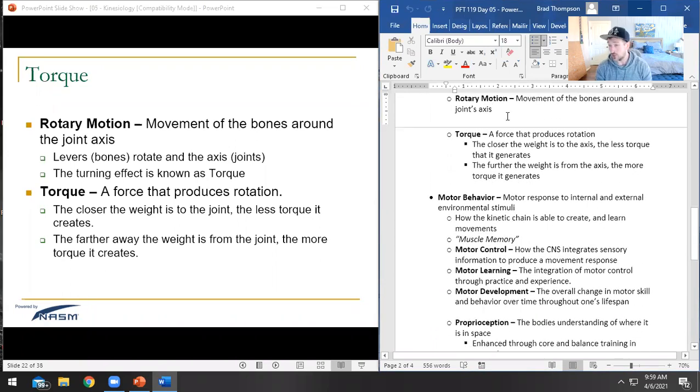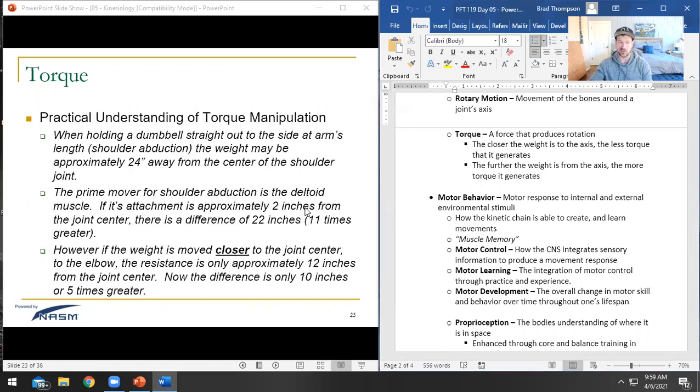Now there is rotary motion that can happen. This is moving a bone about its axis, right? So basically we think of this as a pivoting action, a rotating action, right? So, going like this, that's rotary movement. And then the other one we got to look at is torque. Torque is a force that produces that rotation. So here's the thing about torque. The closer a weight is to the axis, the less torque it is generating. And the farther away, then the more torque it's generating.